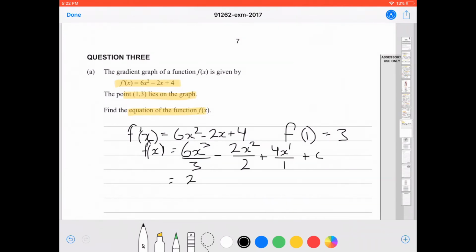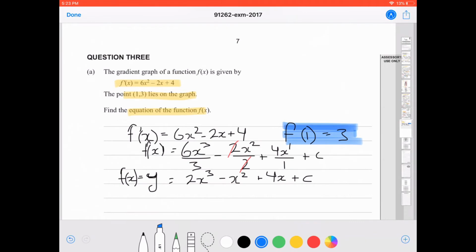Simplifying this, we've got 2x cubed, our 2's cancel here, so we've got minus x squared and plus 4x plus c, and so this is f of x, or you could write y. And the reason you do that is because now, finding c, we're going to substitute in this information for f of 1 equals 3.